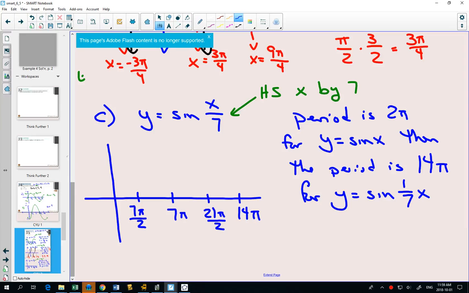The amplitude, what's the number in front, is still 1, so it still goes up to 1 and down to -1. Where does the sine graph start? In the middle, going up. So maximum, middle, minimum, middle. Draw your curve.